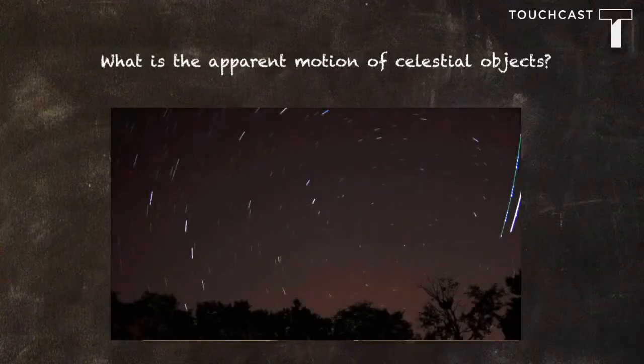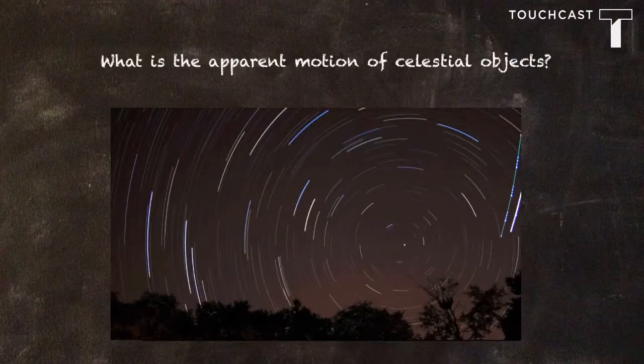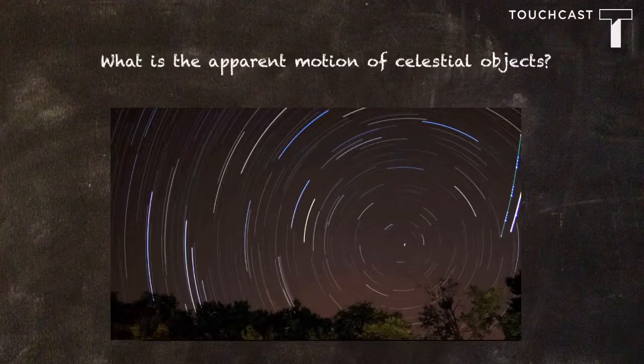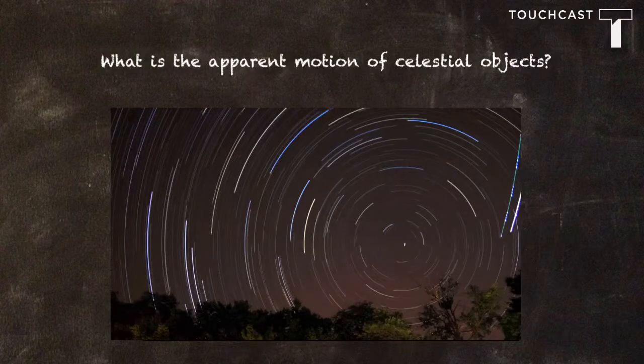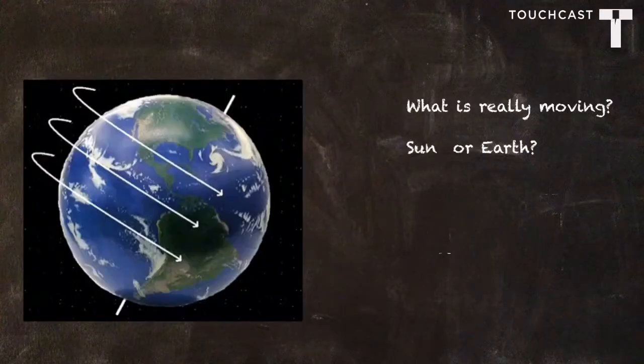Here's another example of apparent motion. Here's the night sky. You can see the stars moving. This is special photography to show you the movement of the stars around a central location, Polaris. Again, celestial objects that have an apparent motion, that they seem to be moving around. So what is the real motion?